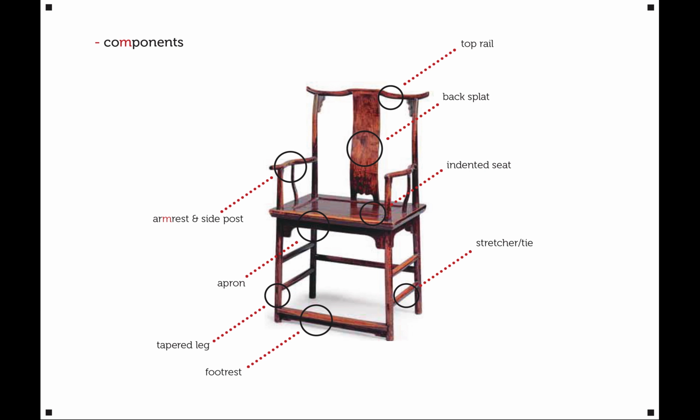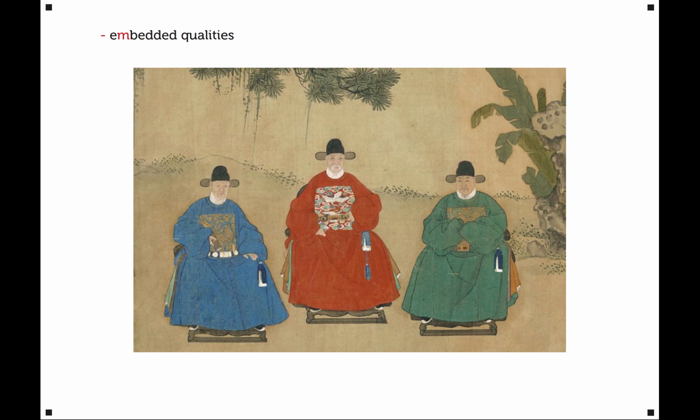Taking the official's hat chair as an example, the components in a Ming-style chair are very different from Western chairs because of the use of extended armrest, the middle back splat, the stretchers, and the footrest, etc. The legs are tapering towards the top, which is opposite to the Scandinavian chair design. Behind the various structures, the meanings behind them were also interesting.